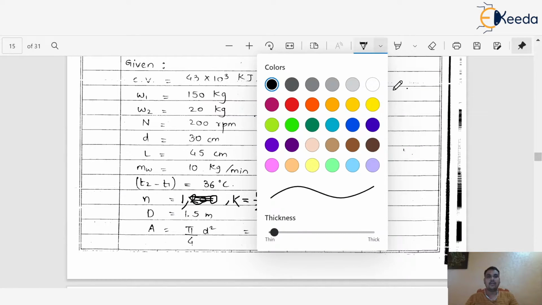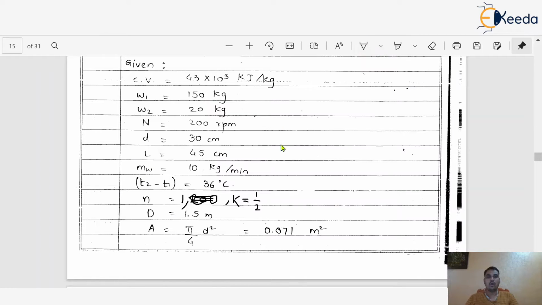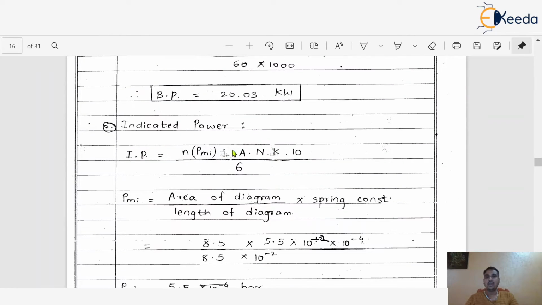After this, the next thing: the unknown in the case of indicated power, that is P suffix Mi. This P suffix Mi is called the mean indicated pressure. We have the formula of mean indicated pressure. Its standard formula is the area of the diagram divided by the length of the diagram into the spring constant. These things are given in the problem, and now we are going to use that term to get the answer of the mean indicated pressure.